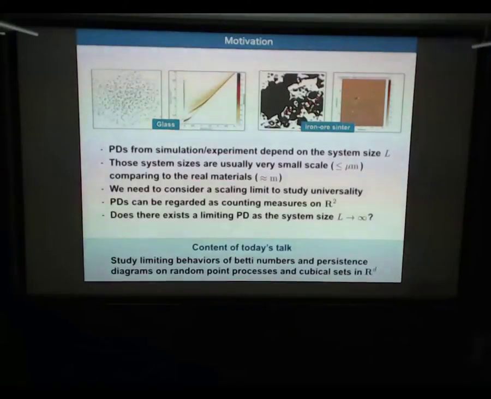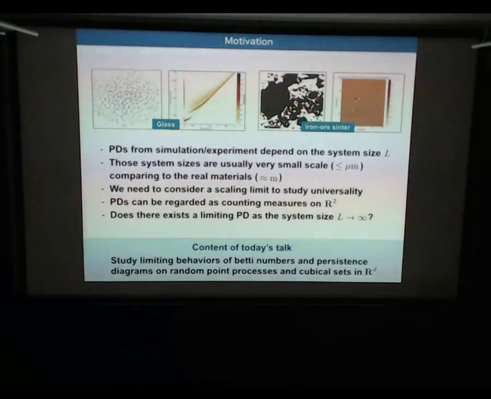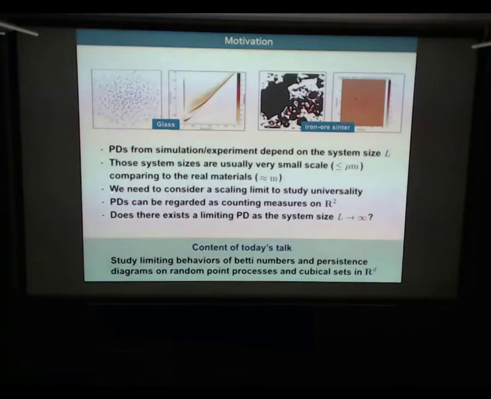And from these two examples or applications, persistence diagrams seem to be useful in material science. But there's at least one thing we need to be careful about. Namely, persistence diagrams from simulation data or experimental data depend on the system size, L. So say, in the first example, this length is the simulated system size L, and in the digital images, this corresponds to system size L. And those system sizes are usually very small scale, typically less than a micrometer, compared to the real material, approximately meter scale. So in this sense, we need to consider a scaling limit of the persistence diagram in order to study universal properties such as macroscopic material properties, which are irrelevant to the system size effect. So this is our interest.